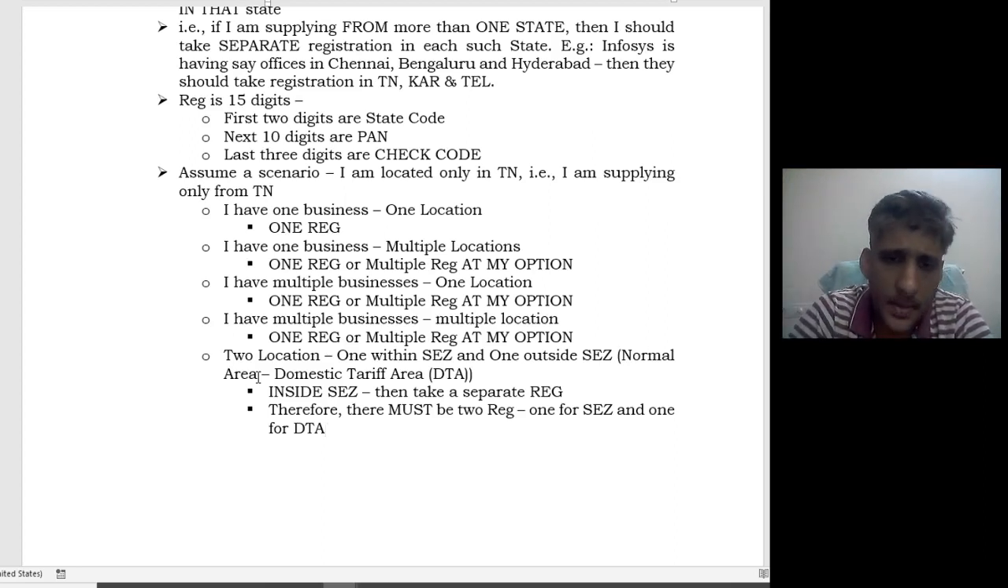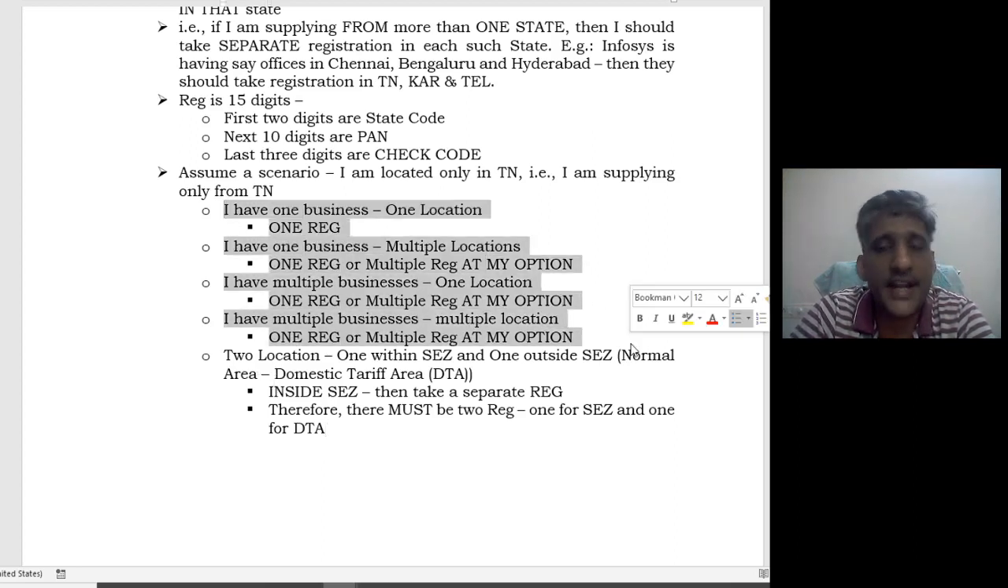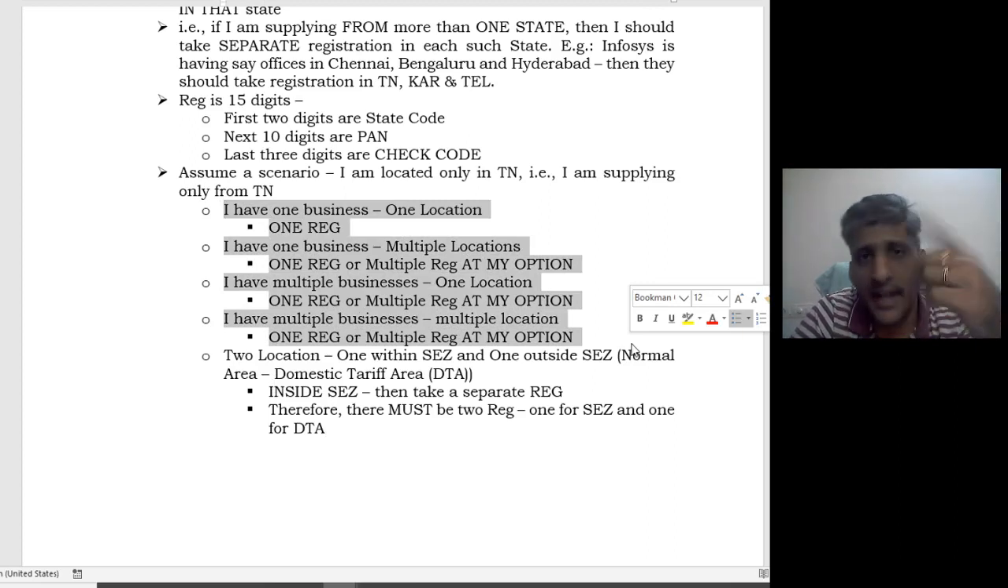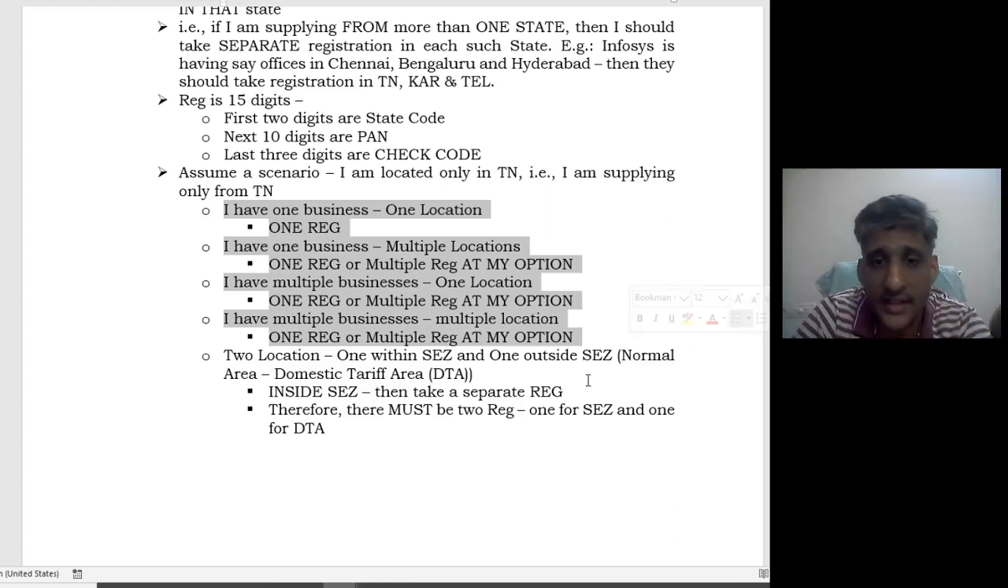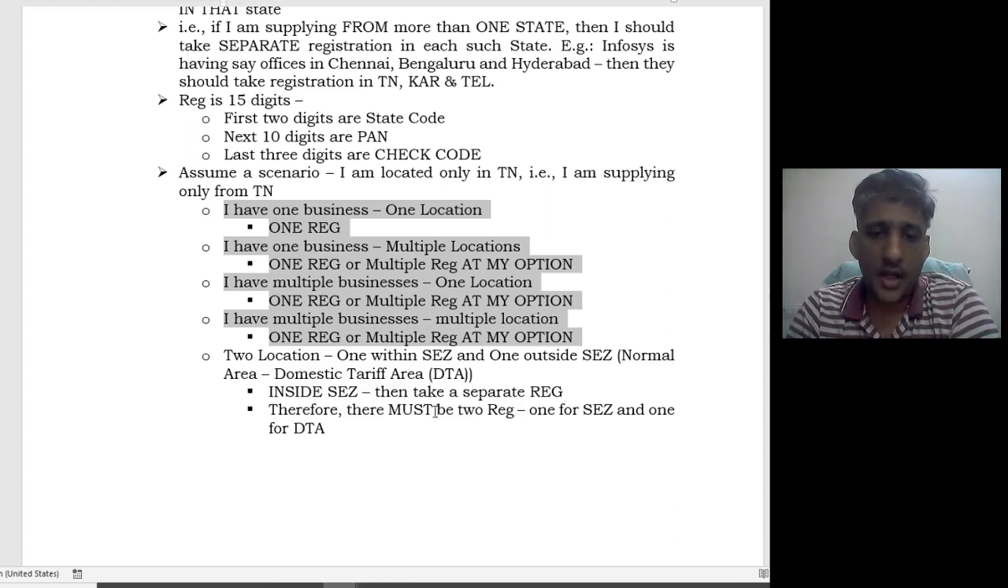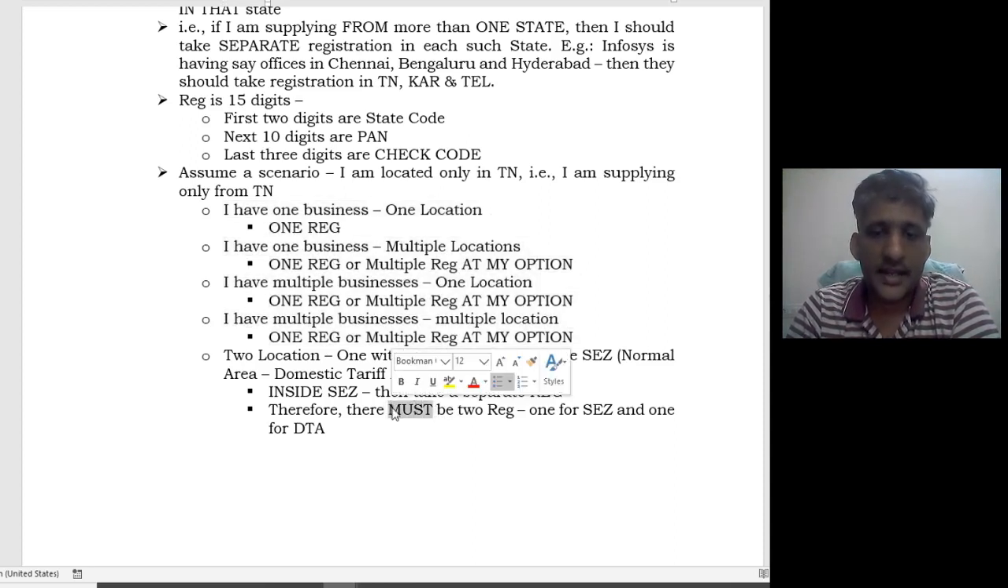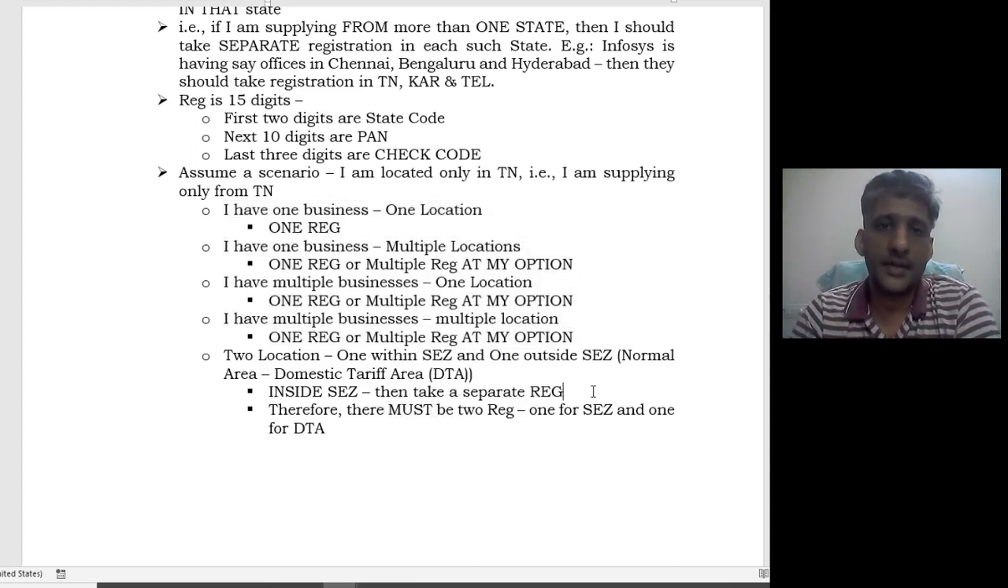They cannot be under the same registration. In all other scenarios, that is if you are in DTA, with multiple locations, 3 locations, 4 locations, 5 locations, then you can either take one registration or multiple, that is your option. But if you have multiple locations, one within ACZ and one outside ACZ, then you must compulsorily have a separate registration. It is a must and not an option. It is compulsory and not optional.